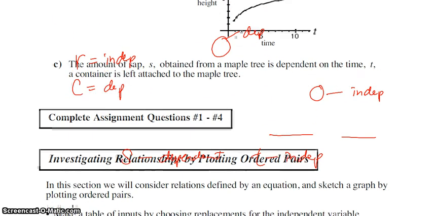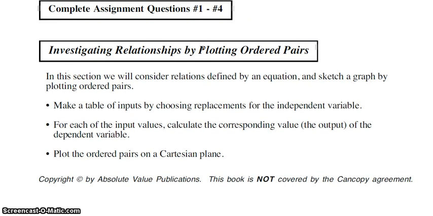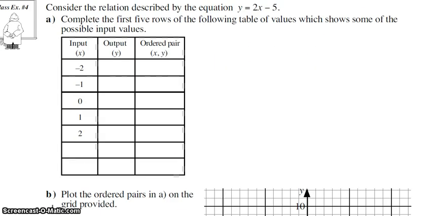Okay, I will move on. Investigating relationships by plotting ordered pairs. Read the information and then you can use the following numbers, plot it. Okay, so when I input a -2 to x, X is all your input, and you plug it in, and then you get Y. So plug in -2 to X: -2 times 2 is -4, minus 5 is -9.